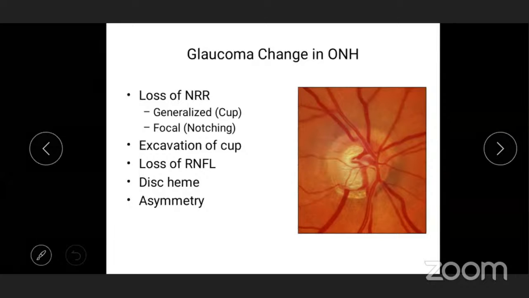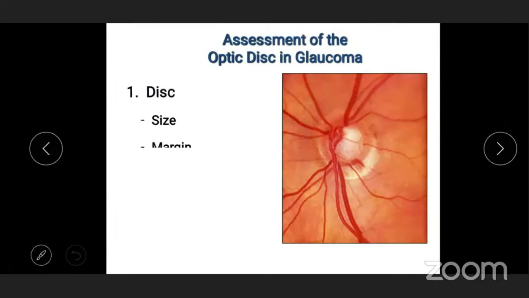Once you have a focal loss, please look at the highlighting I'll show you, that's known as notching, which I'll show you. And only when you have generalized loss of the rim, then you get what you write most commonly, the cup. So evaluation of the cup, again, we'll talk about. The vertical one is more important. Loss of RNFL, disc hemorrhage, and asymmetry. This is not the complete list, but the most important ones to take home.